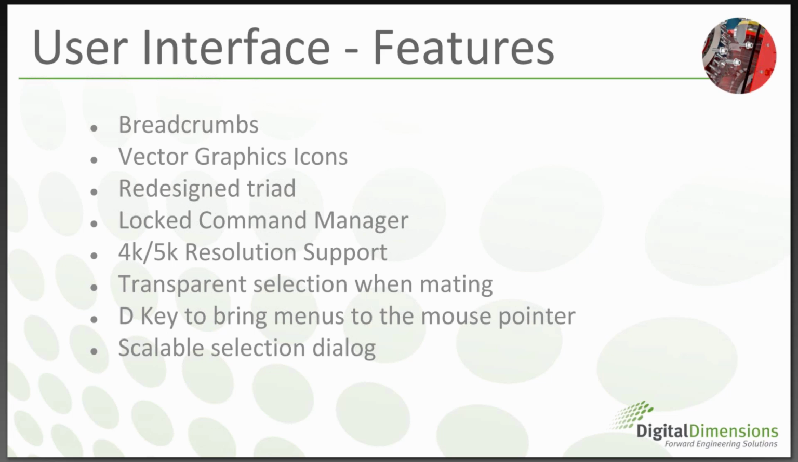We have the transparent selection when mating, so when we create our first mate, the first piece that we click on will actually become transparent, so we can now click through it to do the second piece. We have scalable selection dialogs. So as we go through and start doing additional selections, as we start creating fillets or chamfers or all these different things that use selection dialogs, we're actually able to scale that thing out and see all the different edges or pieces that are selected inside of it.